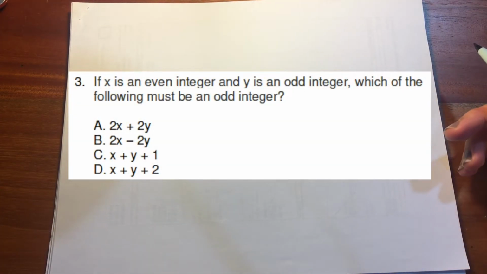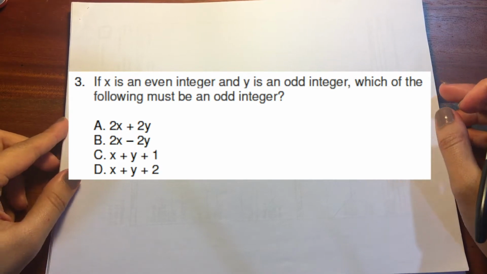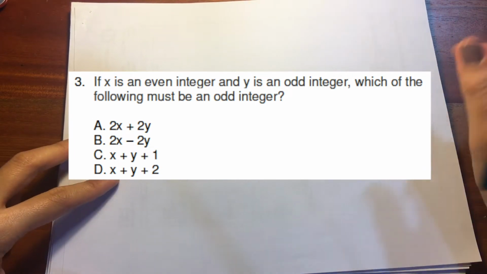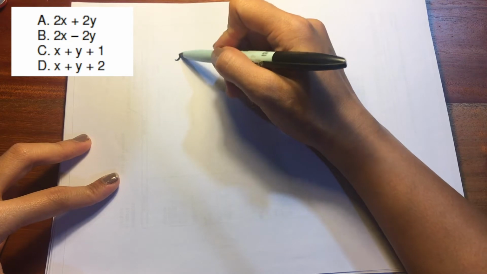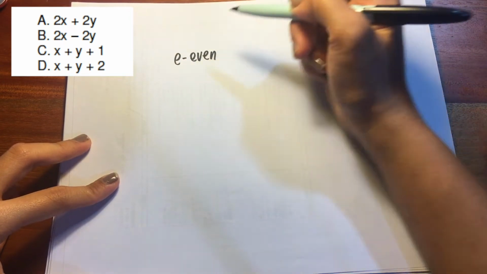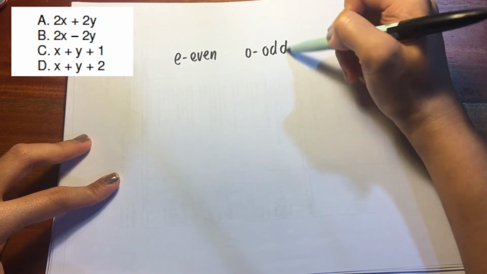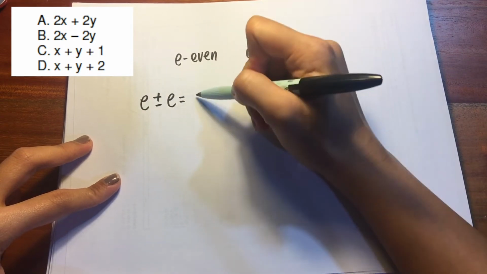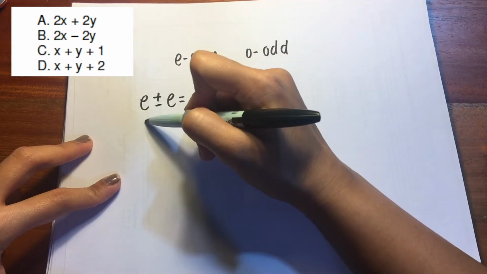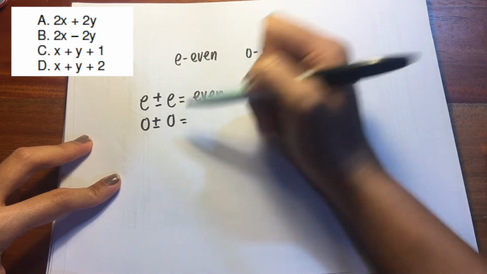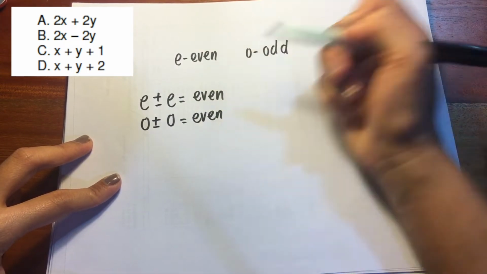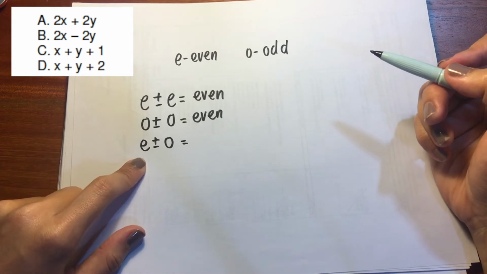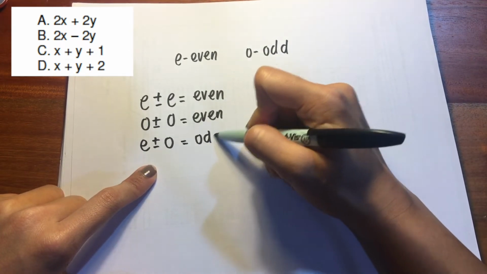Number 3. If x is an even integer and y is an odd integer, which of the following must be an odd integer? In order to solve number 3, you have to review some concepts first. Let's use E for even and O for odd. When you're adding or subtracting two even numbers, the answer is always an even number. How about adding or subtracting odd numbers? The answer is always an even number also. How about adding or subtracting odd and even numbers? The answer is always an odd number.